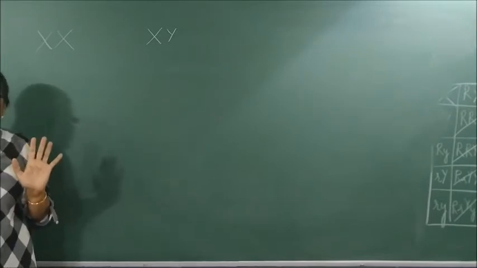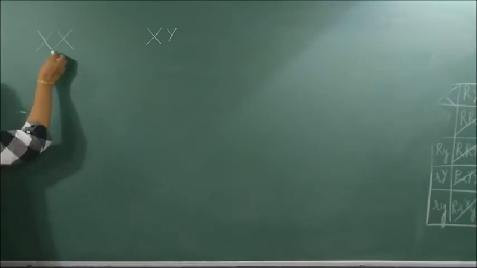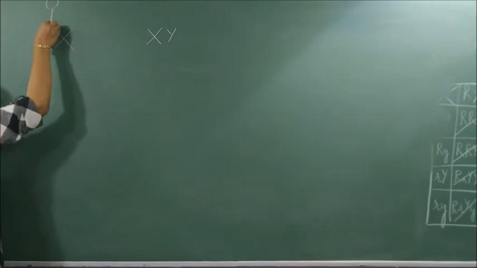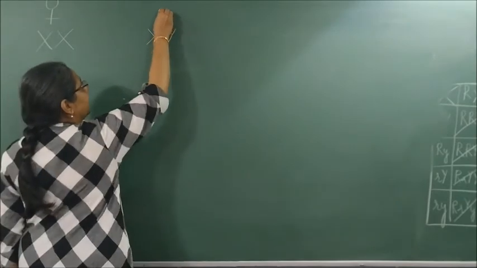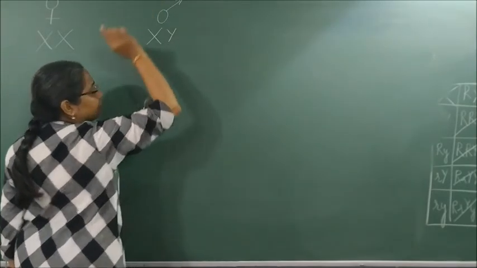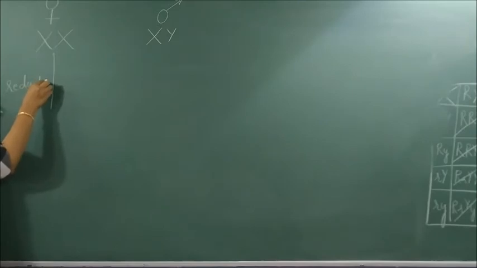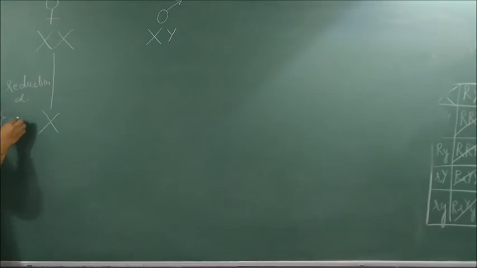Okay, so see, this is female. How do you write a female? Like this. How do you indicate a male? You indicate a male like this. Fine? Understood? What will happen during reduction division? It will be X. Correct? X is present in her egg.